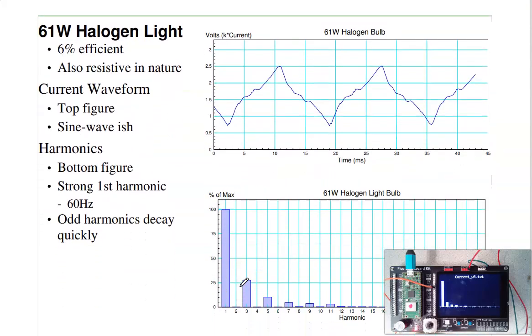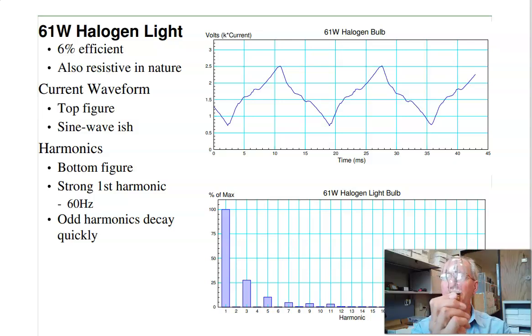Well, let's try other types of light bulbs. I go with a halogen light bulb. Halogen light bulbs came out around 1980, 1990. They kind of look like this. They are much more efficient than incandescent light bulbs. These are 6% efficient. They're also resistive in nature. If I plug this in, measure the current, I get this waveform. Doing a Fourier transform, I can see the harmonics. Again, it's dominant first harmonic, 60 Hertz, plus a bunch of odd harmonics. And not a great power quality I'm getting, but that's what a halogen light bulb looks like.